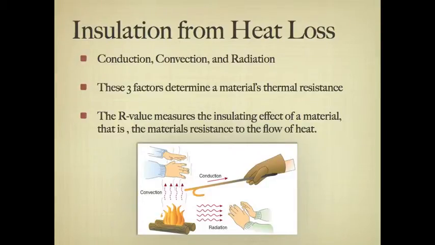Heat energy moves from a warmer to a colder substance by conduction, convection, or radiation. Conduction is the transfer of heat energy through a substance. Convection is the transfer of heat energy through air. And radiation is the transmission of energy by invisible light waves independent of a substance or air. These three factors determine a material's thermal resistance. The R value measures the insulating effect of a material, that is, the material's resistance to the flow of heat.